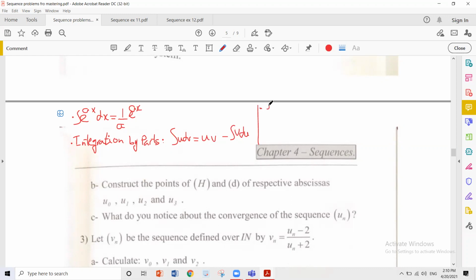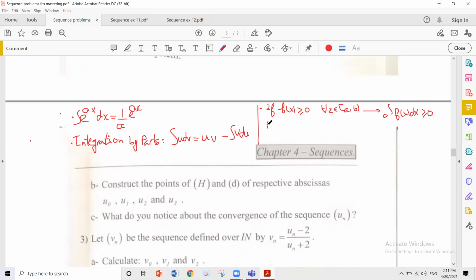Third rule. If fx greater than or equal to zero for all x belongs to AB, then integral from A to B fx dx is greater or equal to zero.